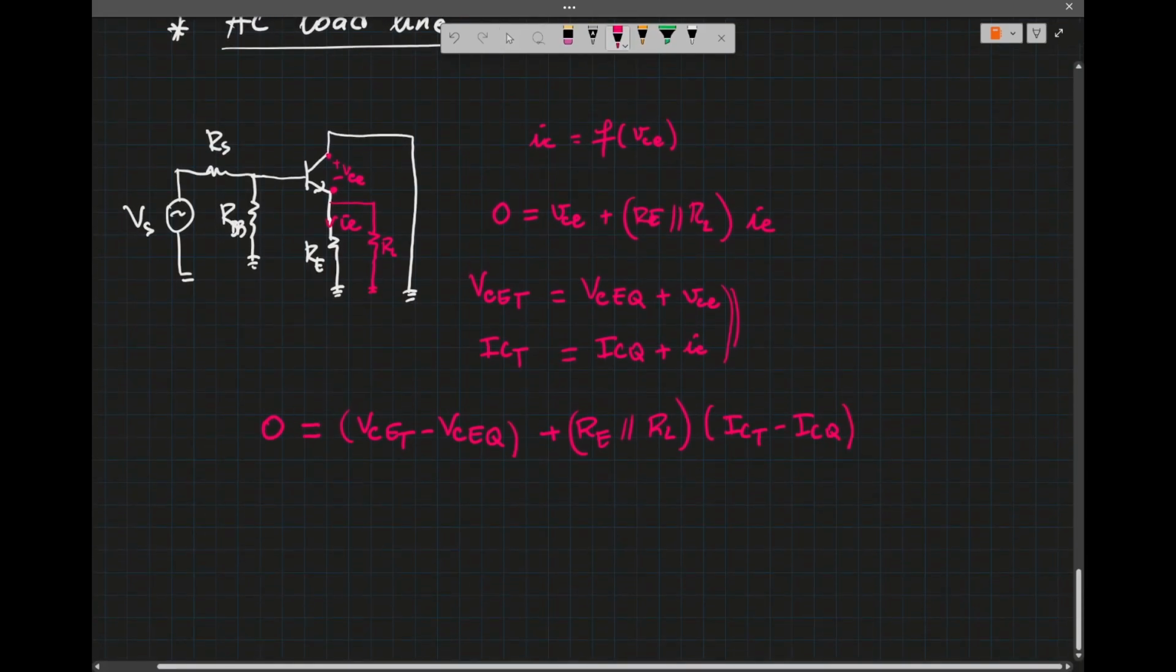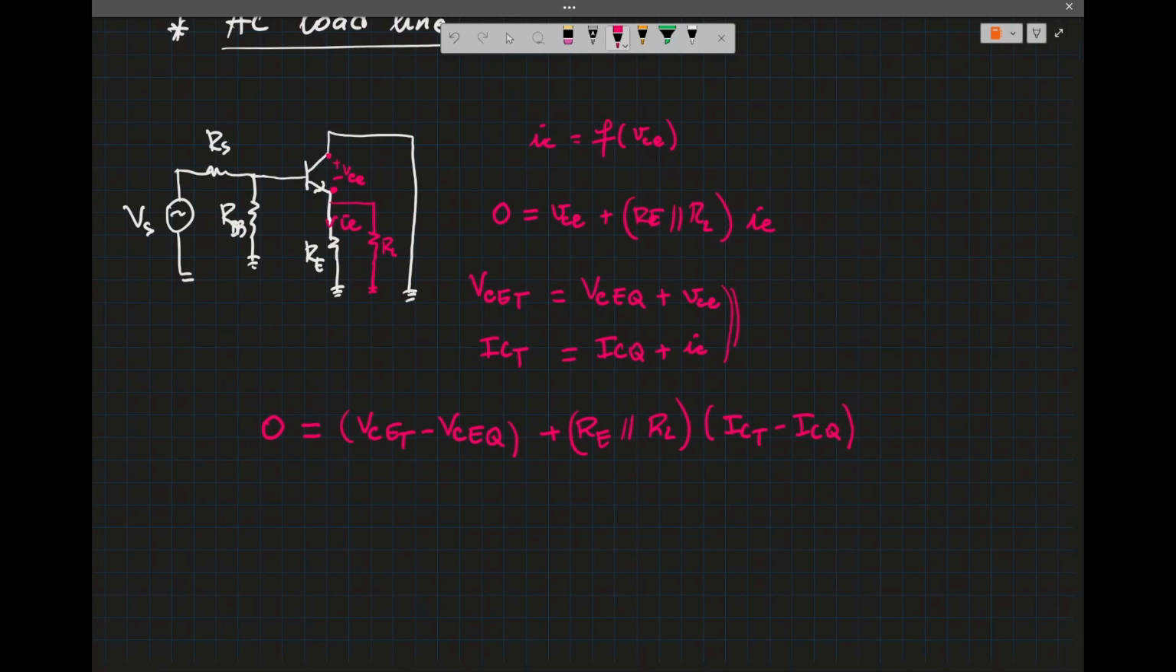Okay, so when we solve for IC total, IC total will give me minus 1 over RE parallel our load, then VCE total plus ICQ, now plus VCEQ, divided by RE parallel our load.